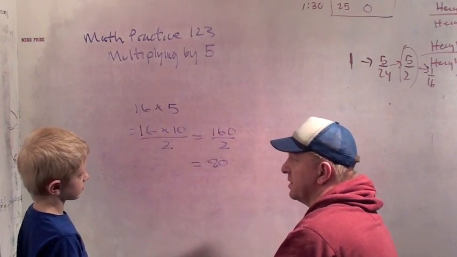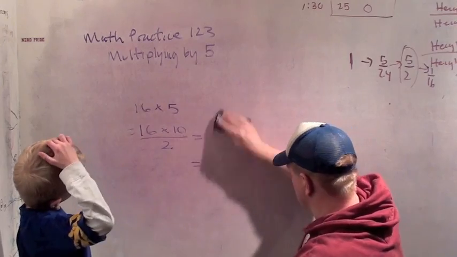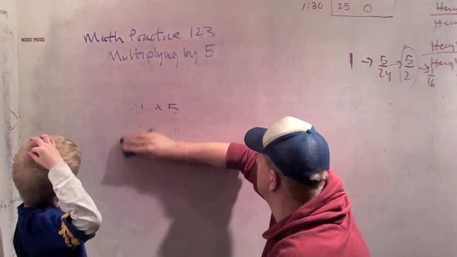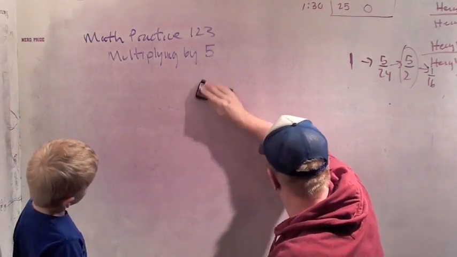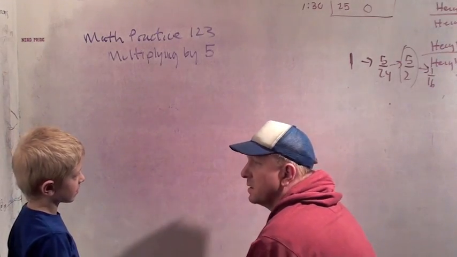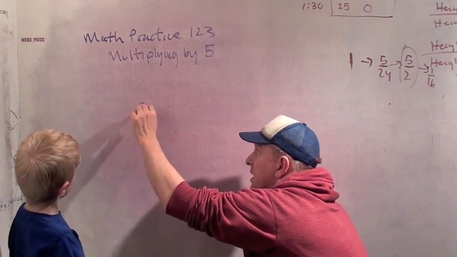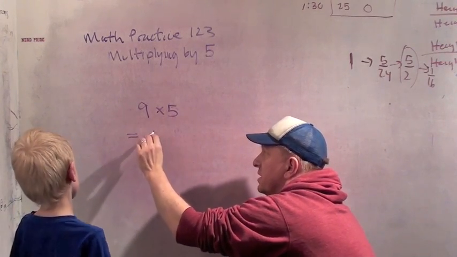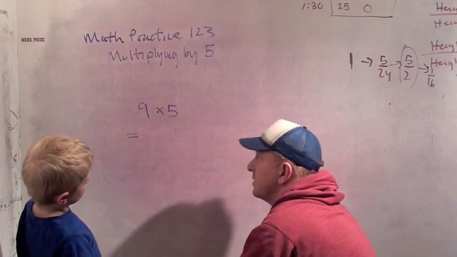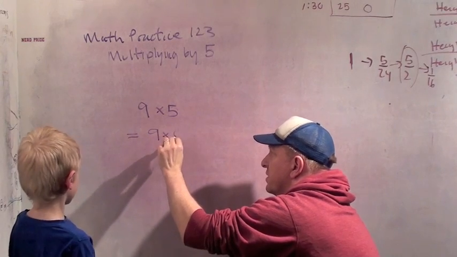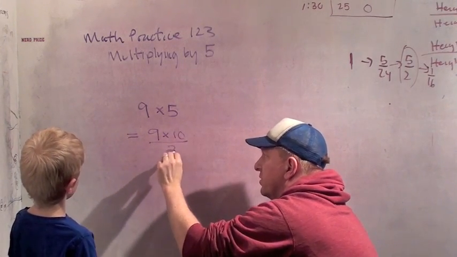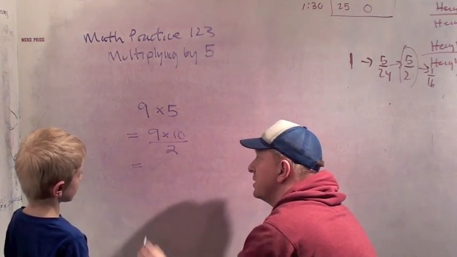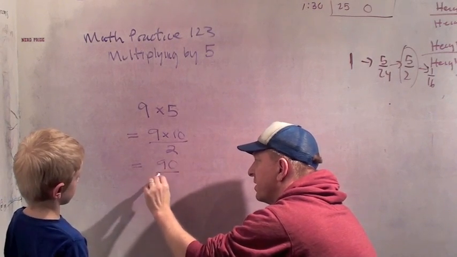Now you pick a number to multiply by 5. 9 times 5? Okay, that's fine. So our procedure says this is going to equal what? 9 times 10 divided by 2. And what is 9 times 10? 90. So we have to figure out 90 divided by 2 now.